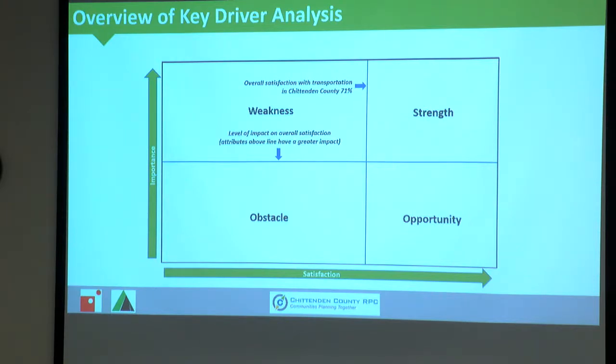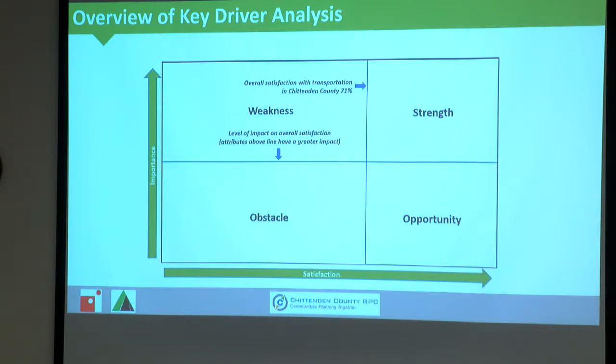And then we did some additional statistical analysis to determine which of these attributes are having the greatest impact on overall satisfaction. The ones that have a greater impact on overall satisfaction will appear higher on here. The ones that have only a moderate or little impact on satisfaction will appear lower. What does all of that mean? What all that means is this. If somebody is highly satisfied, meaning far to the right, and it has a very large impact on satisfaction, so it's higher up, it'll appear in that top right-hand quadrant. It's a strength. People are satisfied with it, and it has a significant impact on satisfaction. It's one of your strengths. You do well at this.